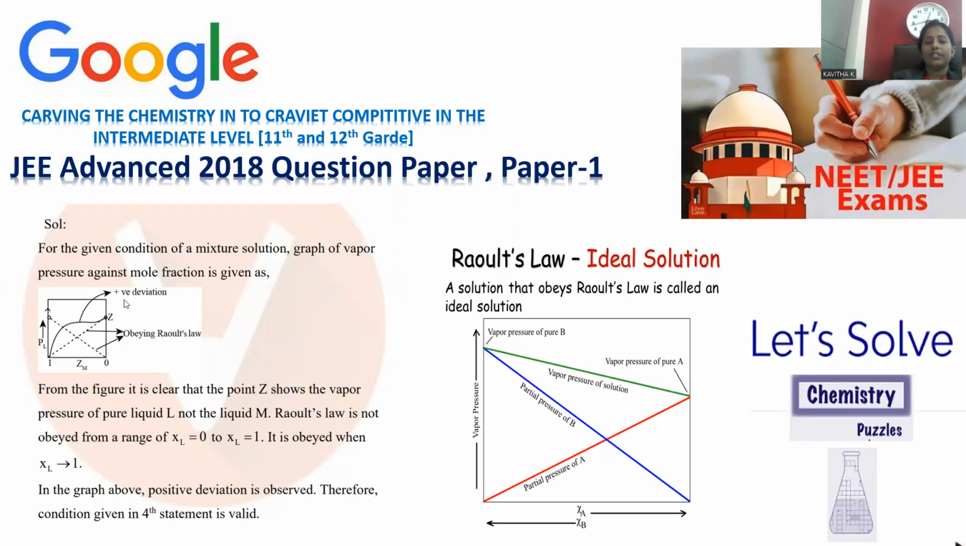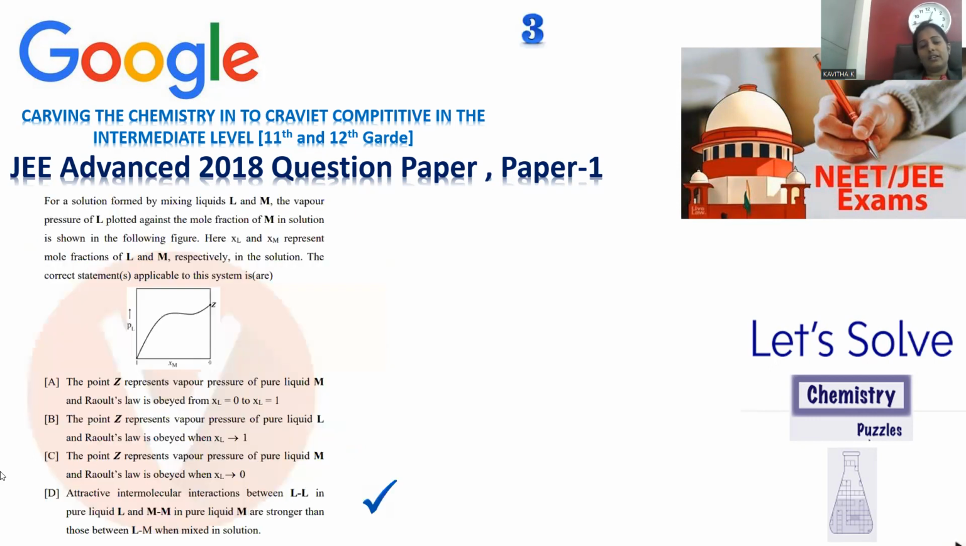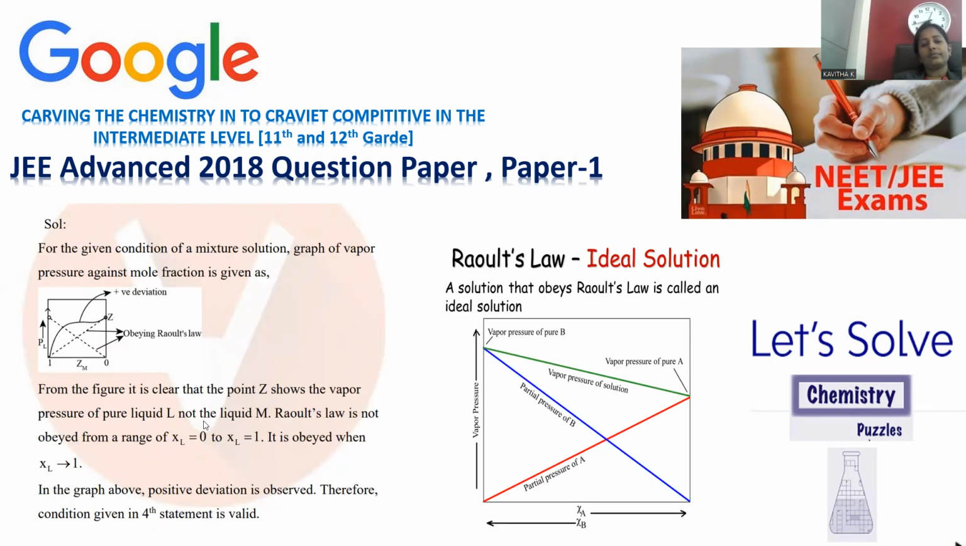This is said to be a positive deviation, which is mentioned here. This graph clearly represents what? Whenever we are mixing liquid L with liquid M, the forces of interaction become weaker, so weak forces of interaction can be noticed. But in the case of pure liquids, the forces of interaction are very strong in nature. So this is the way option number D is exactly prominent for the given question.